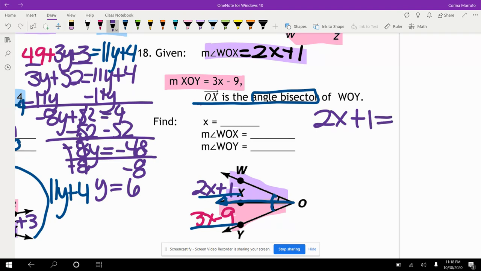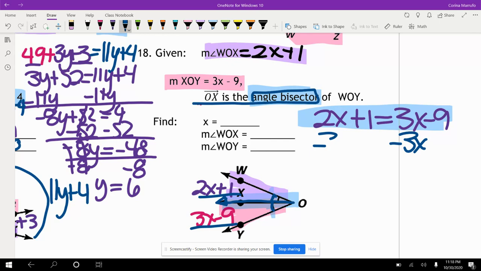2x plus 1 equals 3x minus 9. So there's two things that tell us they're equal. The first thing is that it says it's an angle bisector, OX. And the next thing is that they put the little arc marks in here to show us that they're equal. So that's how I know when I set it up, I set both of those equal to each other. And then we start solving for x.